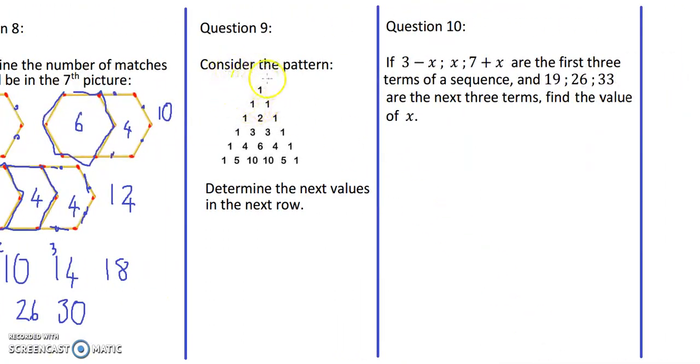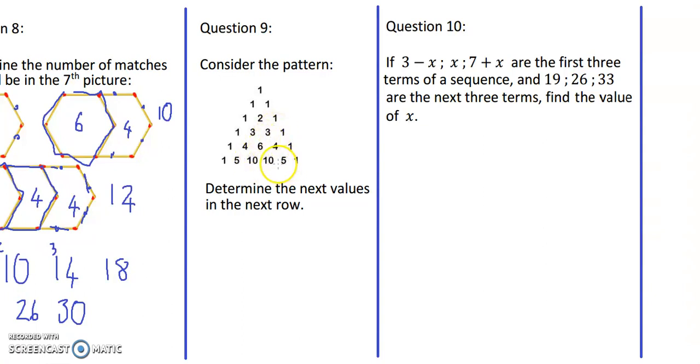Question 9. Consider the pattern. Now this pattern is actually very famous. It's called Pascal's triangle. And there are all sorts of patterns, like 1, 1, 1, 1, 1, 1. Yes, that is a pattern. Then we have 1, 2, 3, 4, 5. And 1, 3, 6, 10. There's 2 difference, there's 3 difference, there's 4 difference.